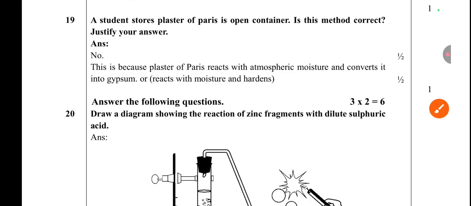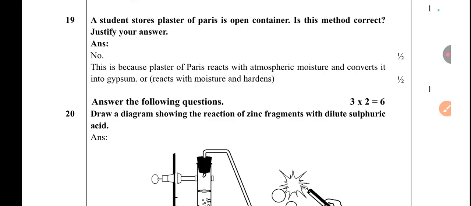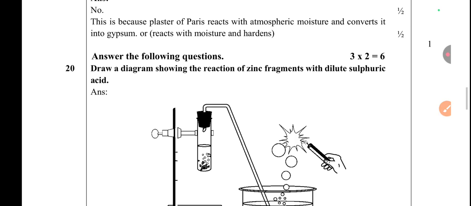Then the 19th one: a student stores plaster of Paris in an open container. Is this method correct? Justify your answer. No, because plaster of Paris reacts with atmospheric moisture and converts into gypsum, or reacts with the moisture and hardens. That's why keeping it in an open container is not suitable for plaster of Paris.